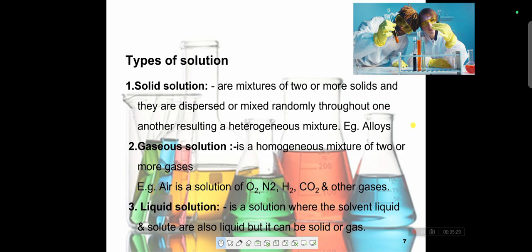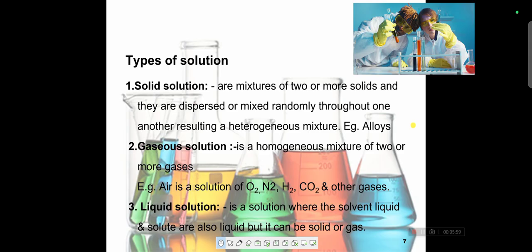When two or more solids are mixed together and they are dissolved or mixed randomly throughout one another, resulting in a heterogeneous mixture, that kind of solution is called a solid solution. When you mix two or more solid components together, they get mixed with each other, and this type of solution is called a solid solution. The examples are alloys. Alloys are an example of a solid solution.